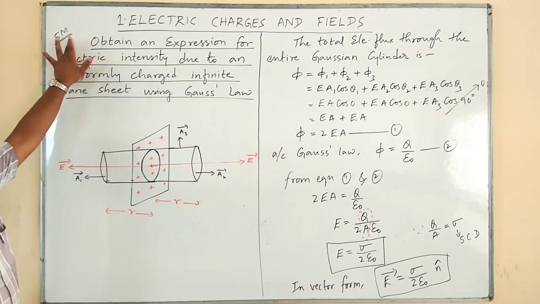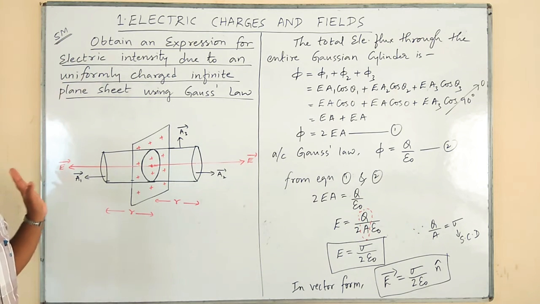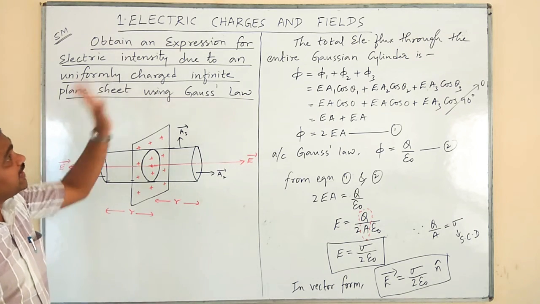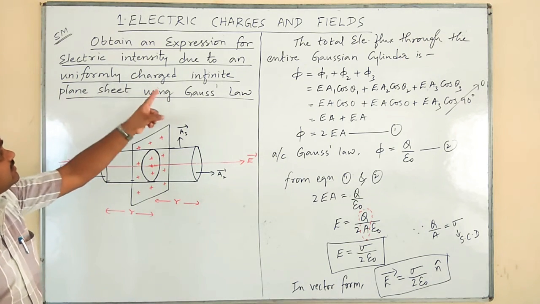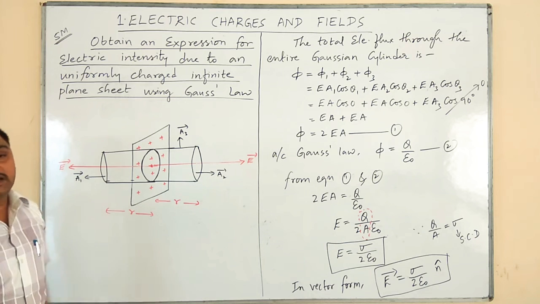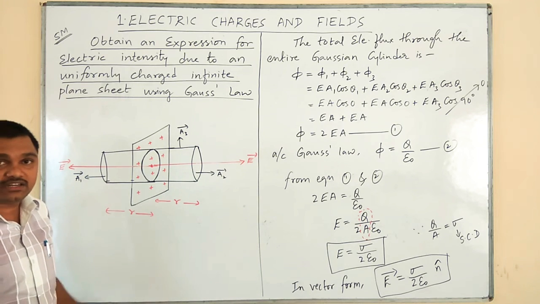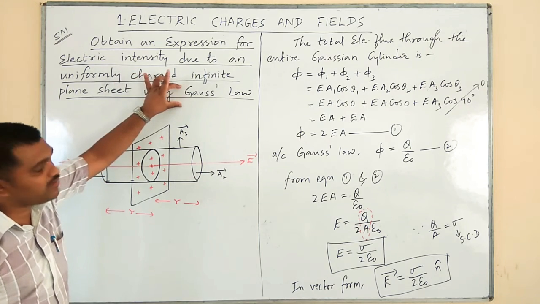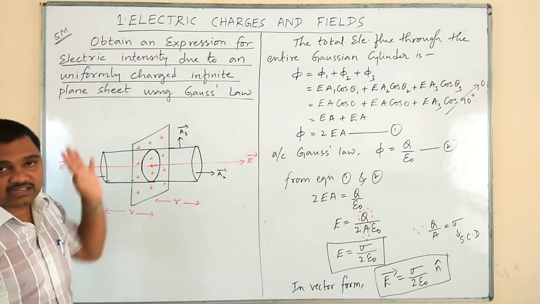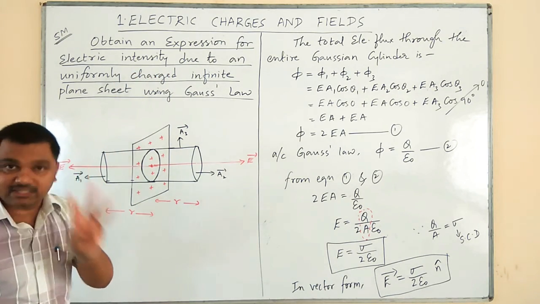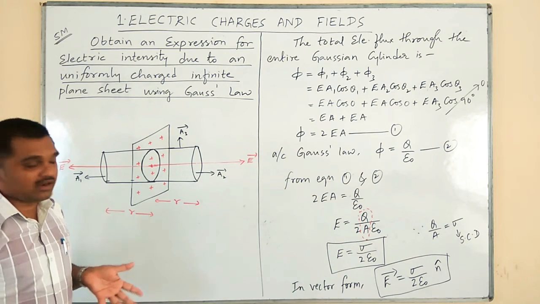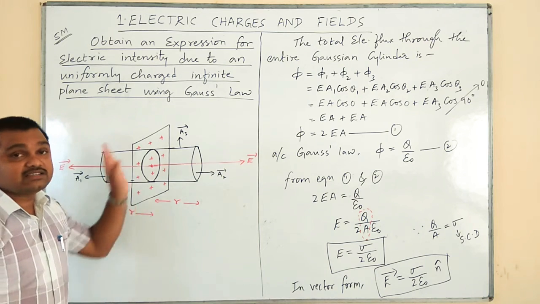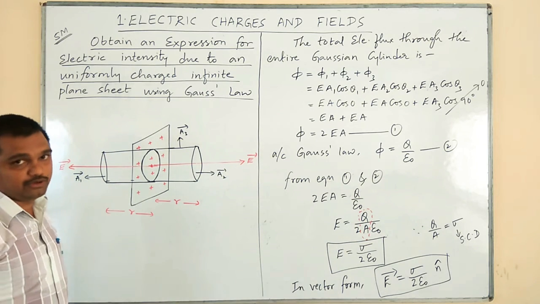See, so this is one more 5-mark important question, which is the last derivation in this first chapter. Obtain an expression for electric intensity due to an uniformly charged infinite plane sheet using Gauss law. Here, whenever you find this by using Gauss law, you have to remember the 3 rules. Rule number 1, imagine a Gaussian surface, that is a closed surface, symmetrical to the charge distribution.